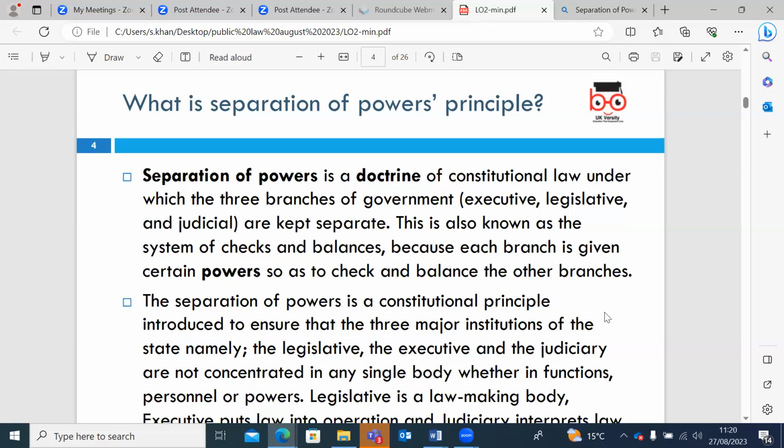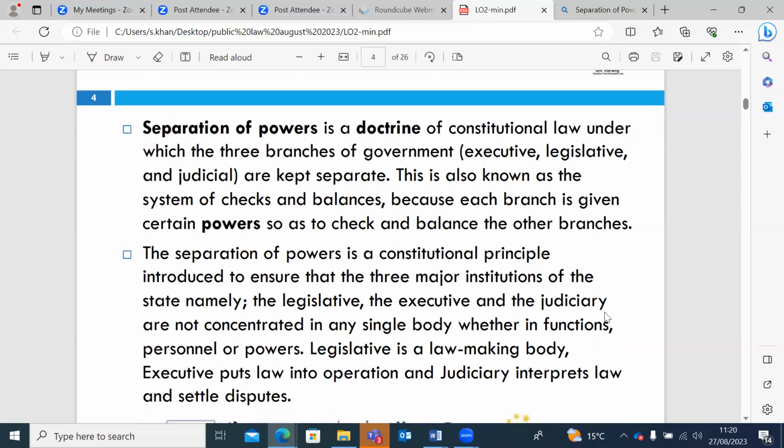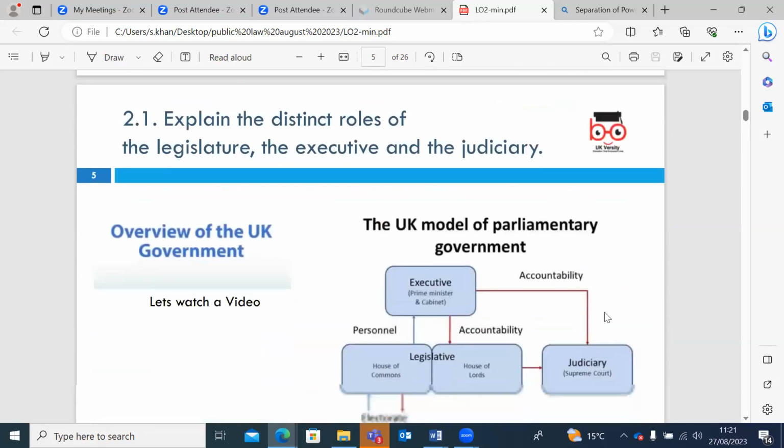This is also known as a system of checks and balances, because each branch is given certain powers so as to check and balance the other branches. The separation of powers is a constitutional principle introduced to ensure that the three major institutions of the state, namely the legislative, the executive, and the judiciary, are not concentrated in any single body, whether in functions, personnel, or powers. Legislative is a lawmaking body, executive puts the law into operation, and judiciary interprets law and settles disputes.